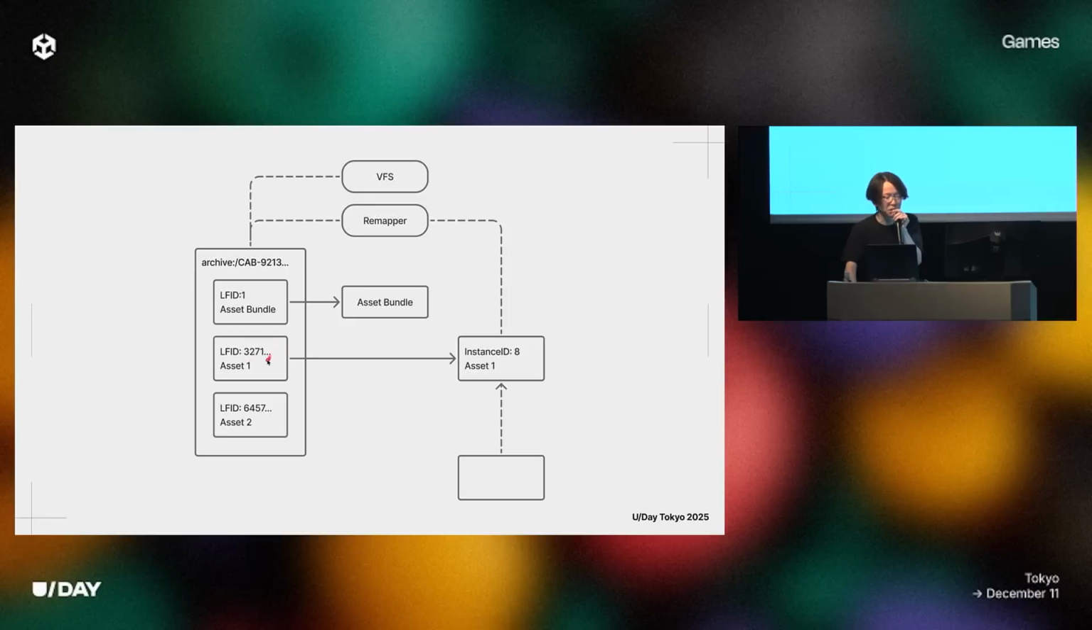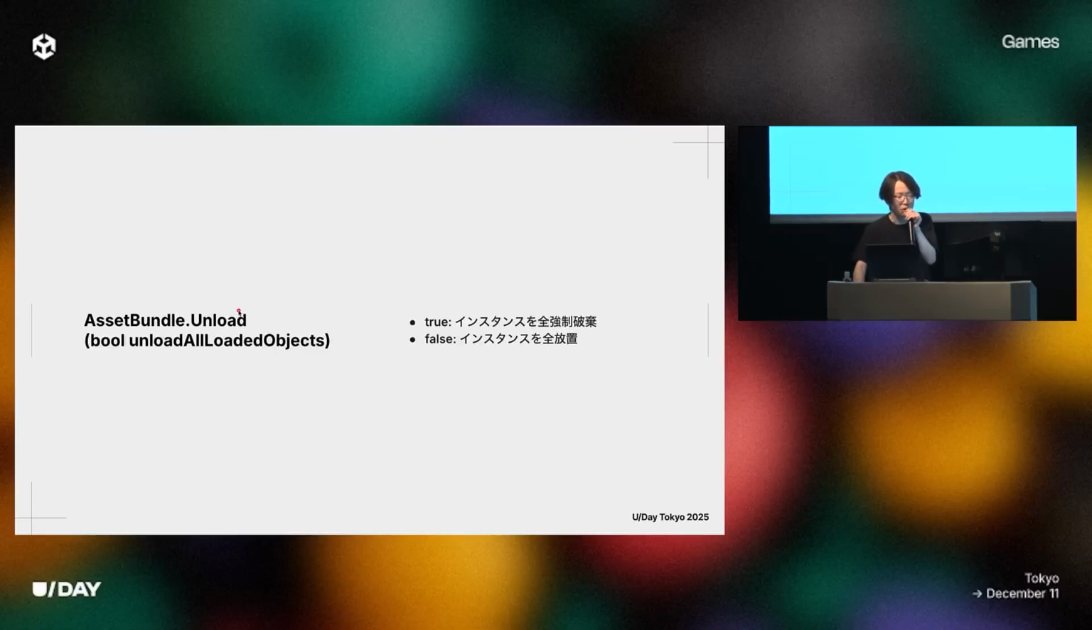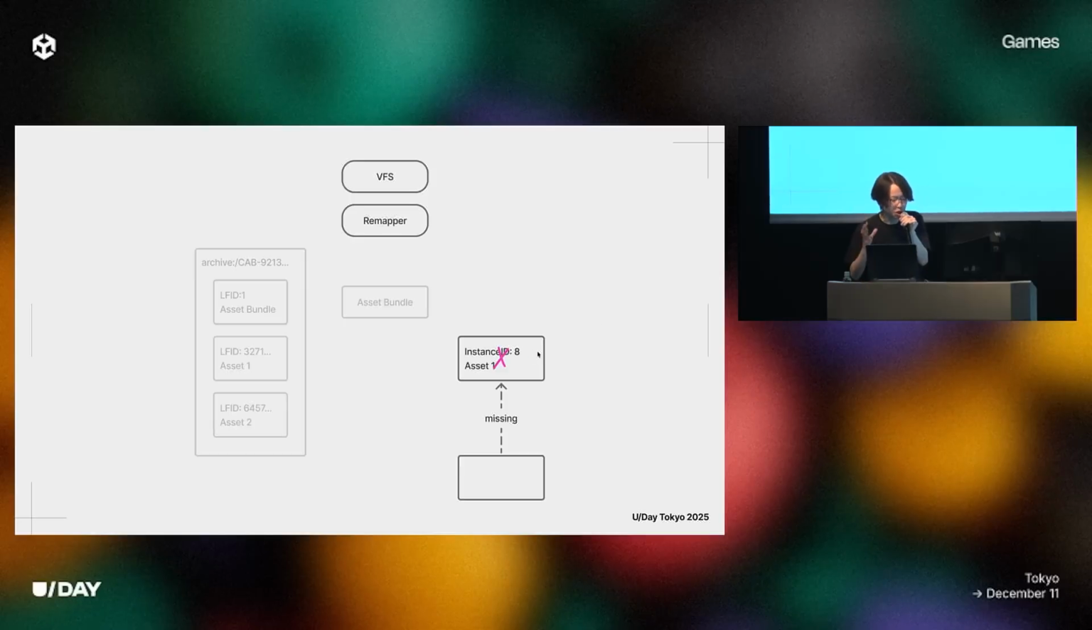That prevents this asset from being loaded twice. When this asset bundle is no longer needed, the user can call unload. This unload method has a Boolean argument called unloadAllLoadedObjects, and if you pass true, the loaded instances are all forcibly destroyed. If you pass false, it leaves all the instances as they are and exits. First, let's see forced destruction by passing true.